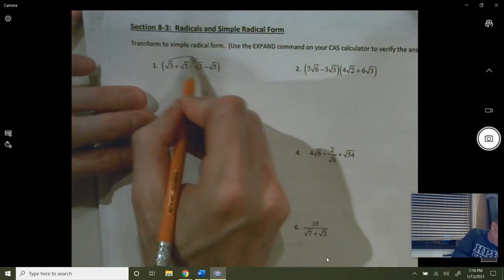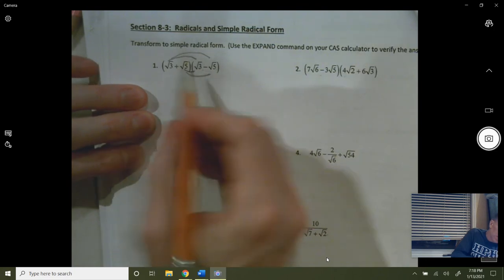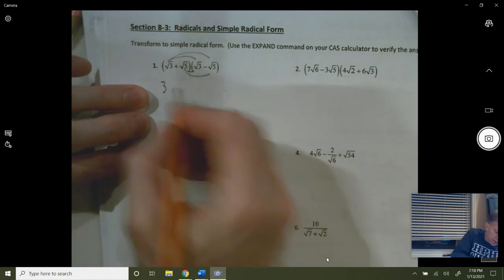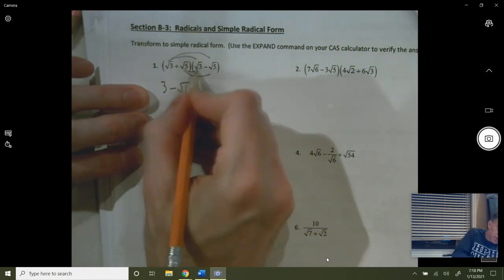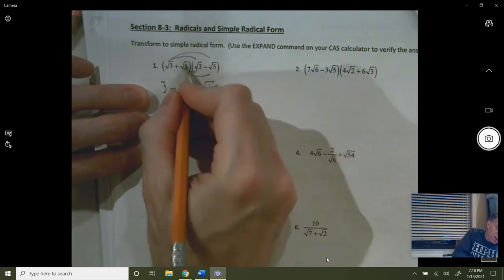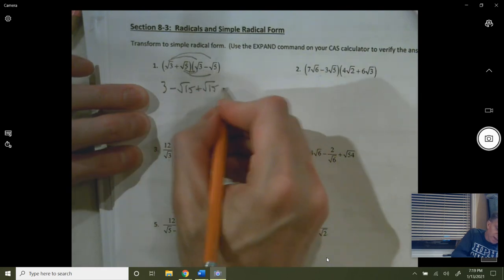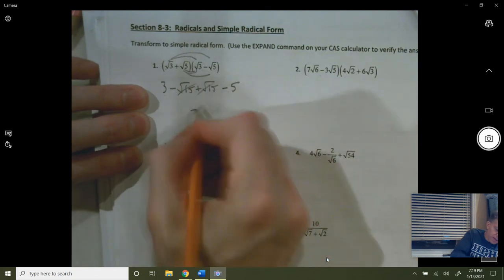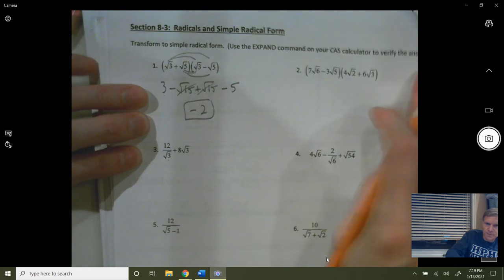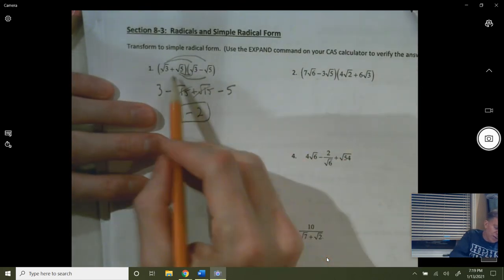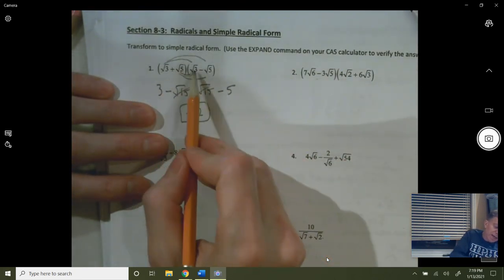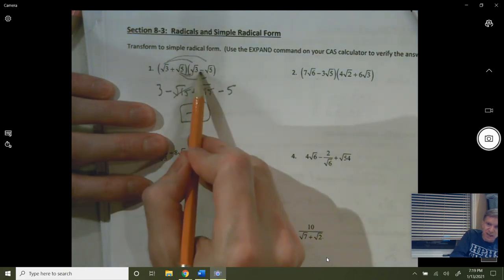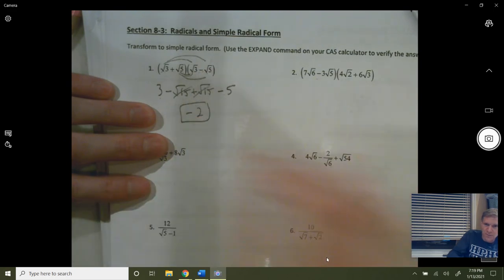We need to multiply this out. Square root of 3 times the square root of 3 is 3. Square root of 3 times negative square root of 5, well, that's minus rad 15. This gives you plus rad 15. And then you get 5 times negative rad 5, so minus 5. Okay, these cancel. You get 3 minus 5, negative 2. That works out nicely because notice we've got a plus b times a minus b. These two terms are both the same. One has a plus, one has a minus. So when that happens, you know your two middle terms cancel out.